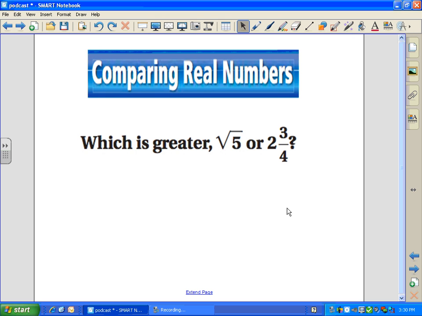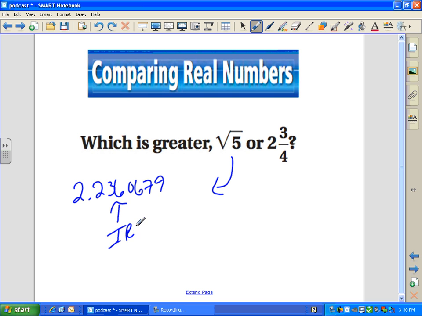Comparing real numbers, which is greater, the square root of 5 or 2 3/4? Take your handy-dandy calculator, type in 5 square root, and you get 2.2360679. Plus 10 if you told me, Mr. Phillips, this is an irrational number, it's not terminating, it's not repeating, there's no pattern to it. Excellent job, plus 10 for your group.